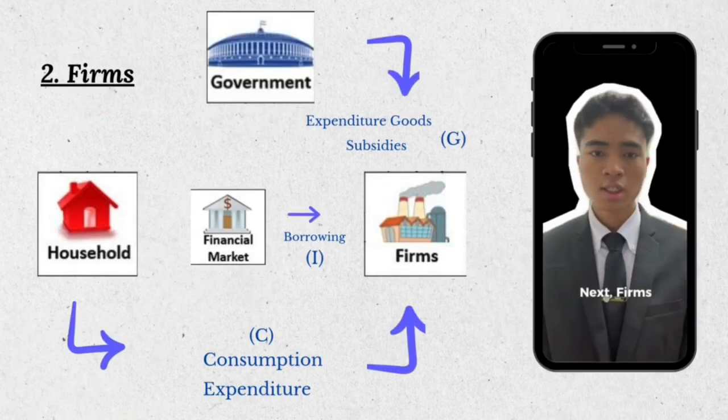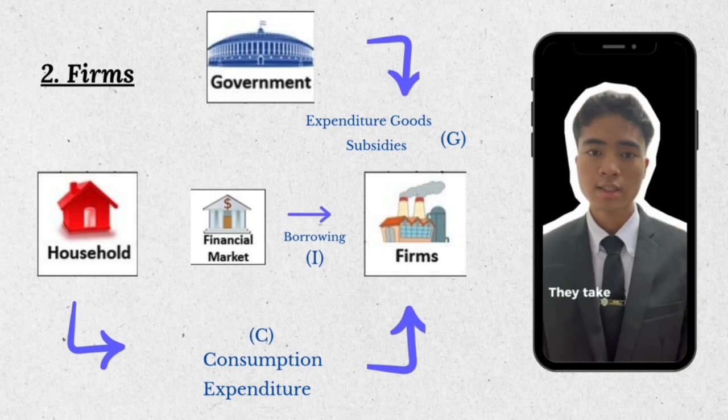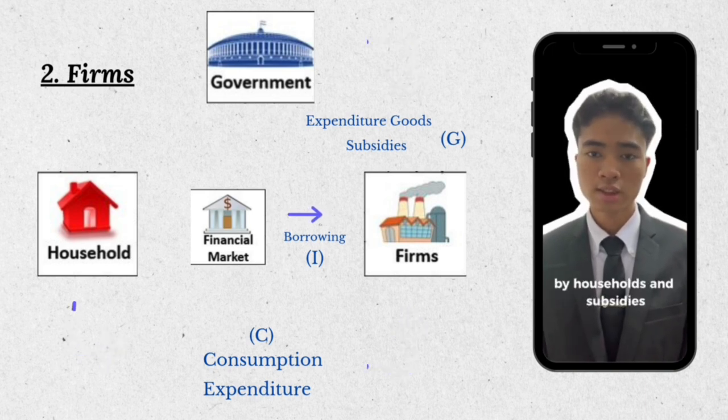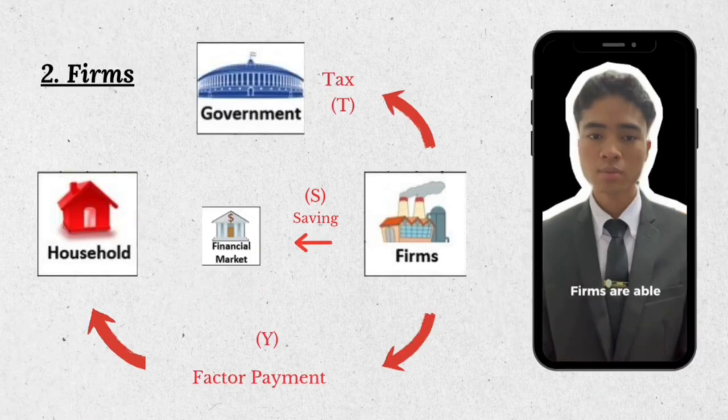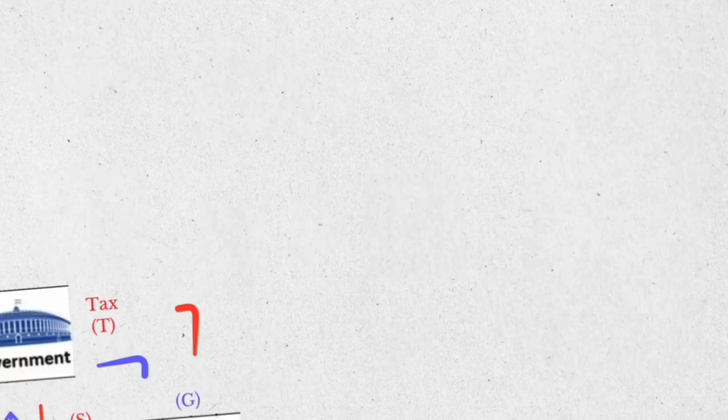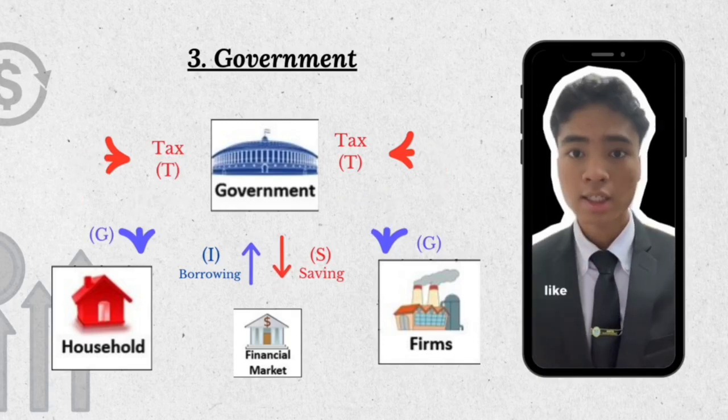Next, firms. Firms are the producers in the economy. They take the factors of production provided by households and subsidies from government and use them to produce goods and services. In return, firms make factor payments, like paying the households for their labor, and pay taxes to the government to provide public goods and services like education and infrastructure.